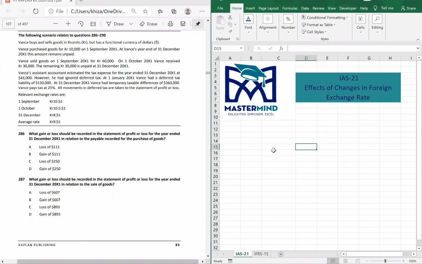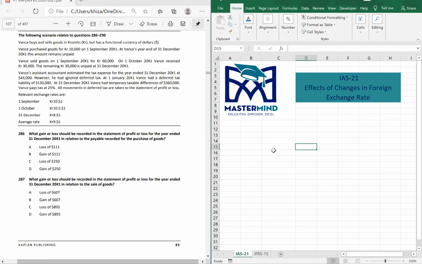This is a short video on one of the questions on IAS-21 from section B of your F7 Kaplan kit. I'm doing this because there are students who are having issues in computing foreign exchange gains or losses on monetary assets, because non-monetary is very simple, right? So I'll be doing this with you now.